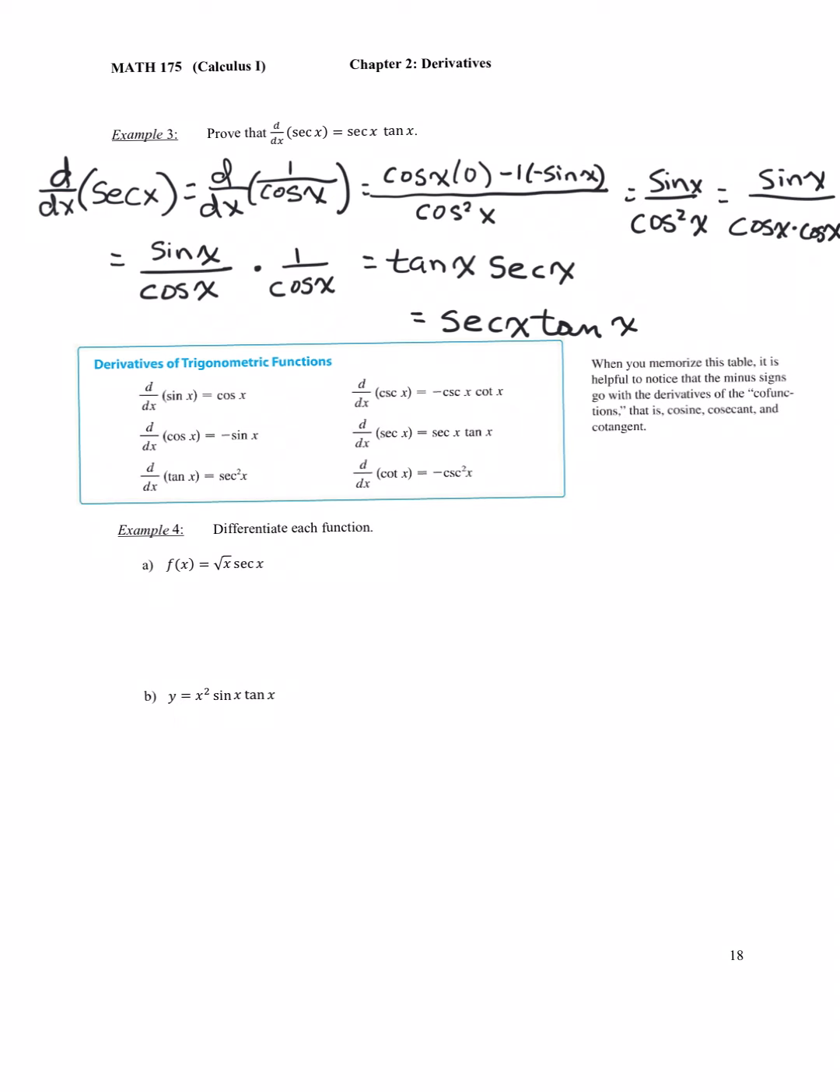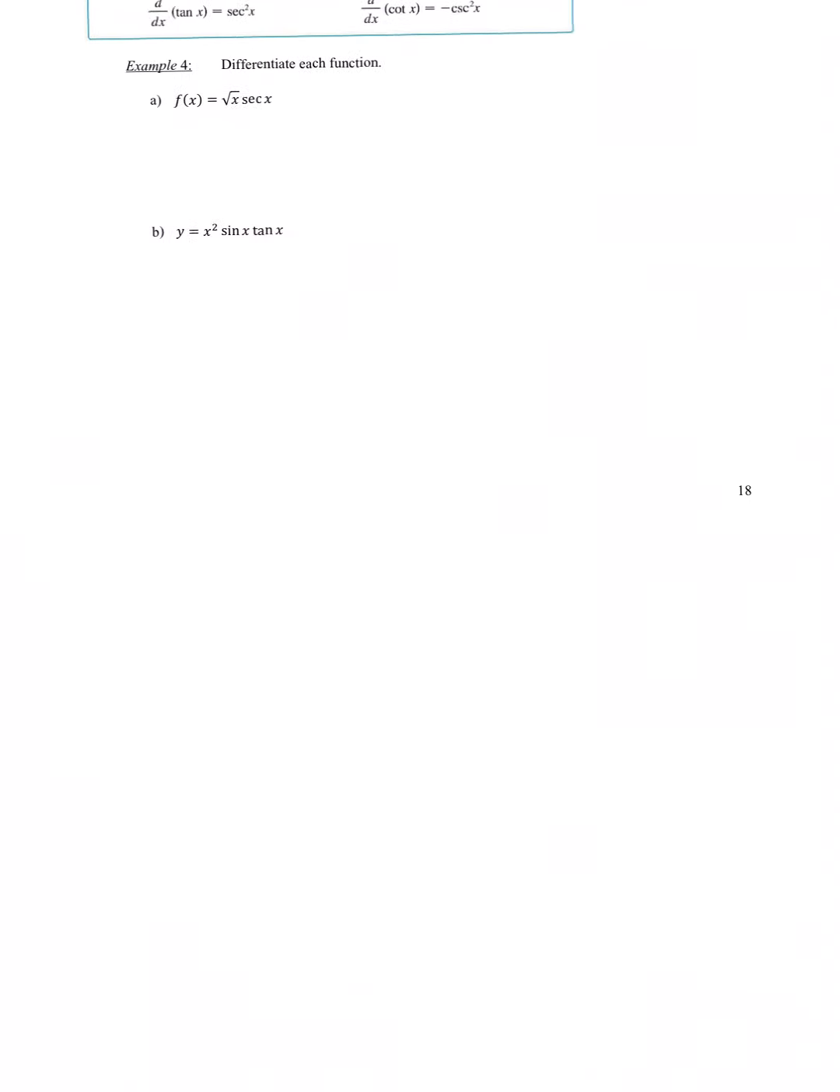Please come on down to example 4. We did A in class, but let us take a look at example B. This can be a bit lengthy. What I'm going to do here for a moment, just to make this problem a little bit easier, is treat x squared sine x as one function. And I'm going to treat tangent of x as another function.